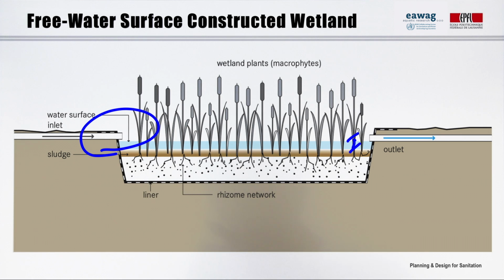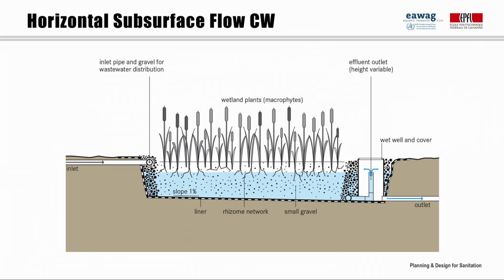Good operation and maintenance is needed for it not to turn into a mosquito breeding area and to avoid short-circuiting. Let's look now at the horizontal subsurface flow constructed wetland. Its performance regarding reduction of BOD, suspended solids, and pathogens is higher than in the free water surface constructed wetland, and it does not have the mosquito problem as the water flows only under the surface, as its name indicates.